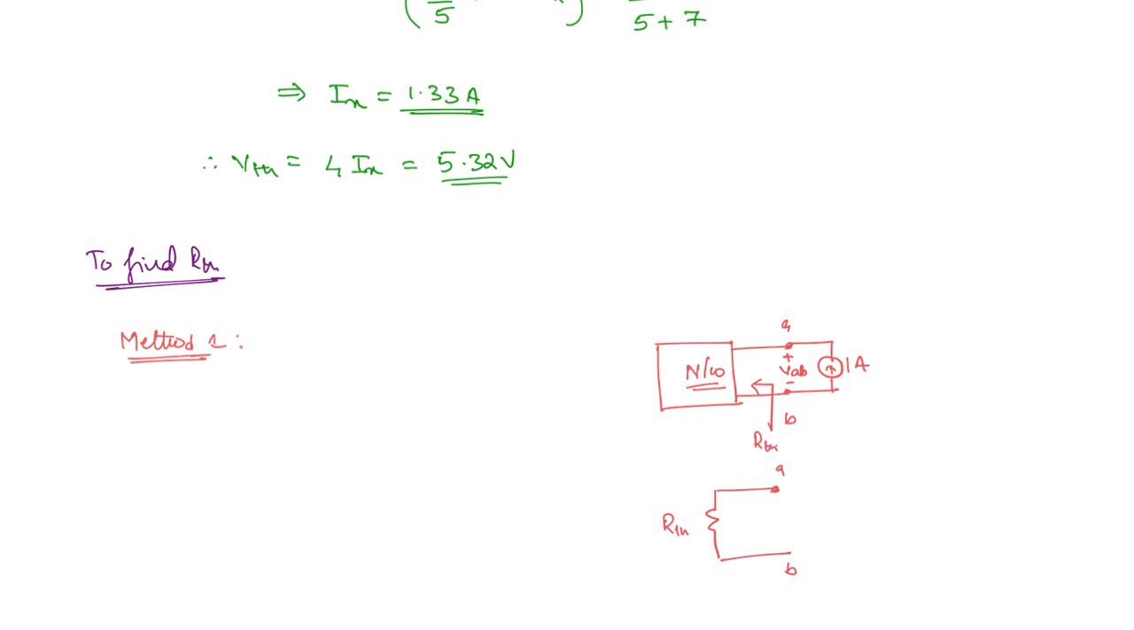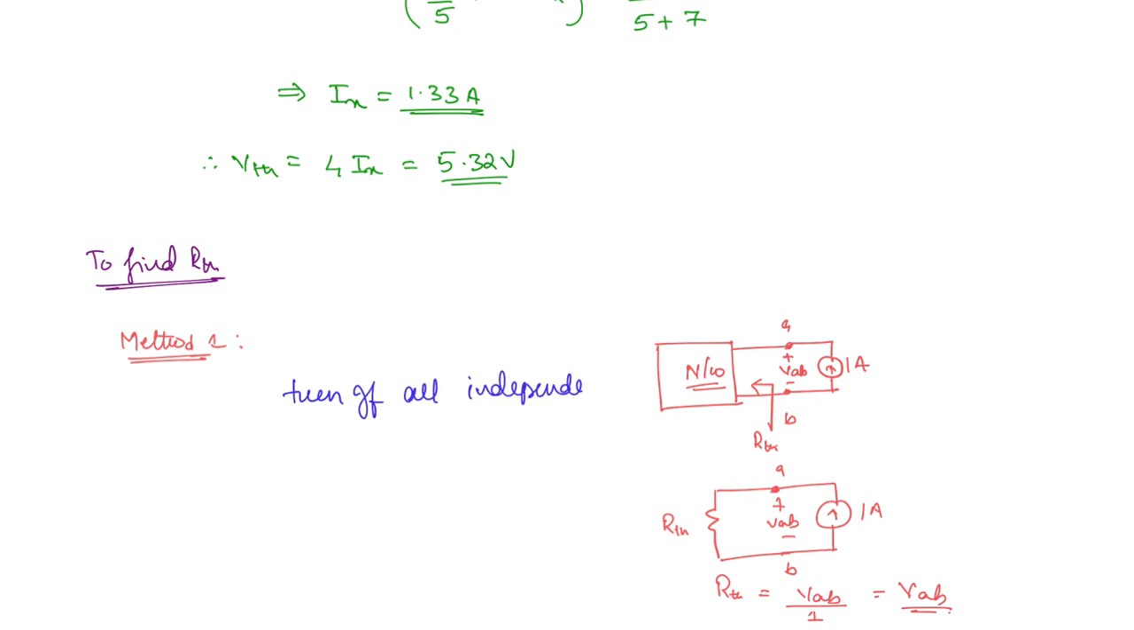So this is A and this is B, and this is the 1 ampere source. This is VAB. And what is RTH? RTH is simply equal to the voltage across it divided by the current flowing through it, which is nothing but the voltage VAB. So if you connect a 1 ampere current source and find the voltage, that voltage is nothing but the Thevenin's resistance. But remember, you have to turn off all independent sources.